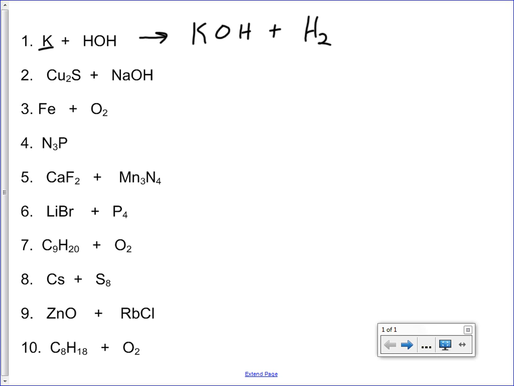All right, now we go back to balance. I need to put a 2 here to balance my hydrogens, a 2 here to balance my OHs, and a 2 here to balance my potassiums. Okay, everybody good with that?